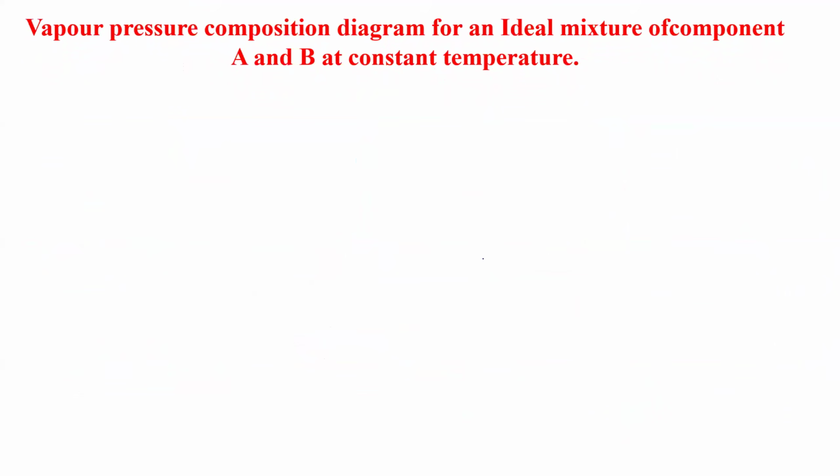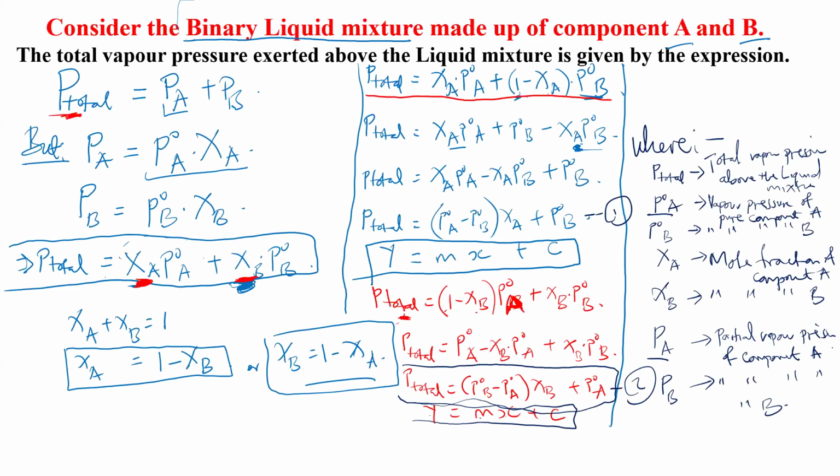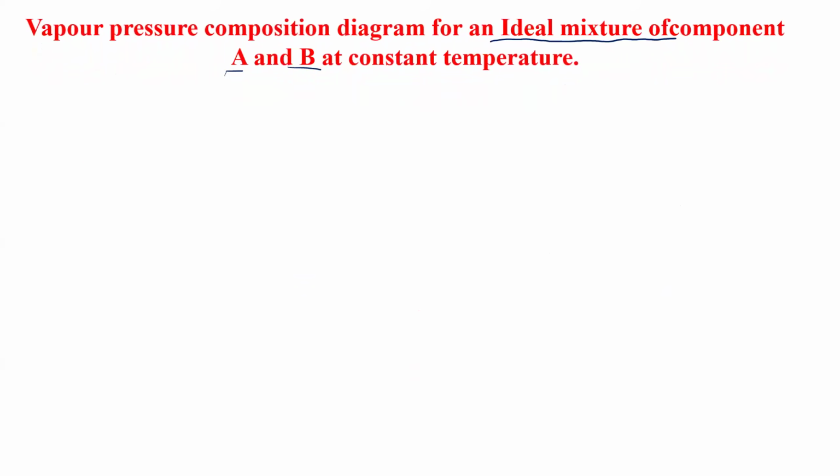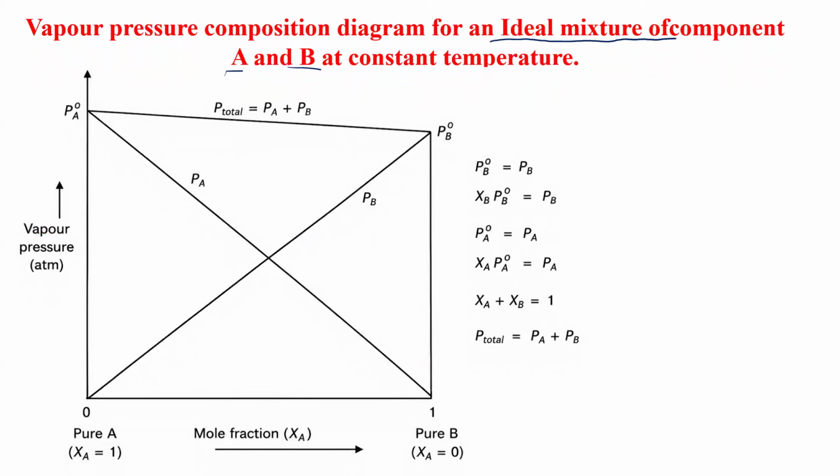Here we are. The vapor pressure composition diagram for an ideal mixture of component A and B. Are we there? Kayondo? Yes, I'm there. So on the previous slide, we have been able to understand that when we have a mixture of two components and they obey Raoult's law, it ends up as a straight line, the equation of a line. Now, when you come here, we want to look at the diagram.